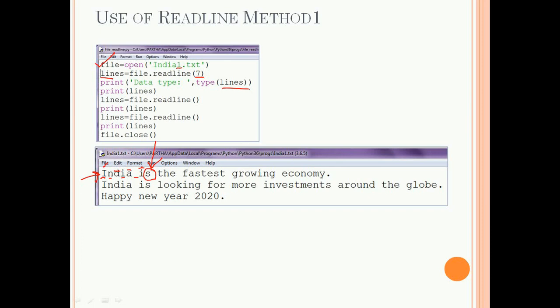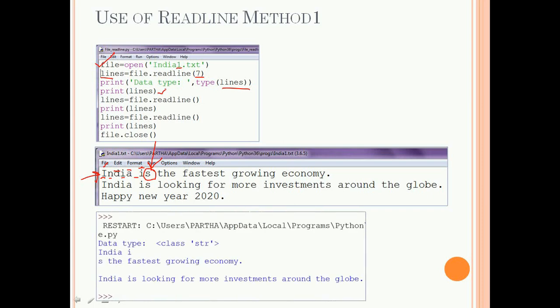And in the third line, I am printing the data type of the variable lines. Obviously data type will be string, and here it is printing India space I. Look, data type is string, and here it is printing India space I.